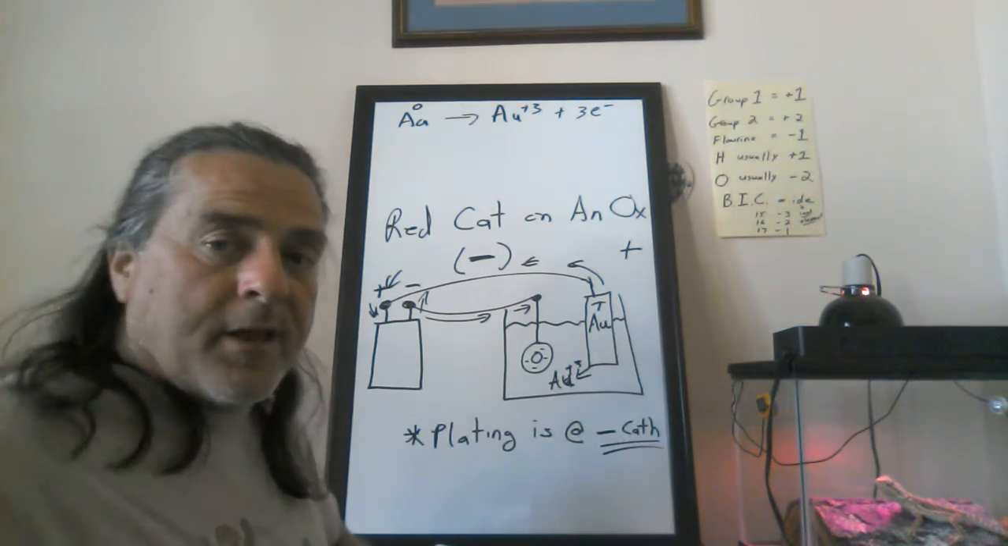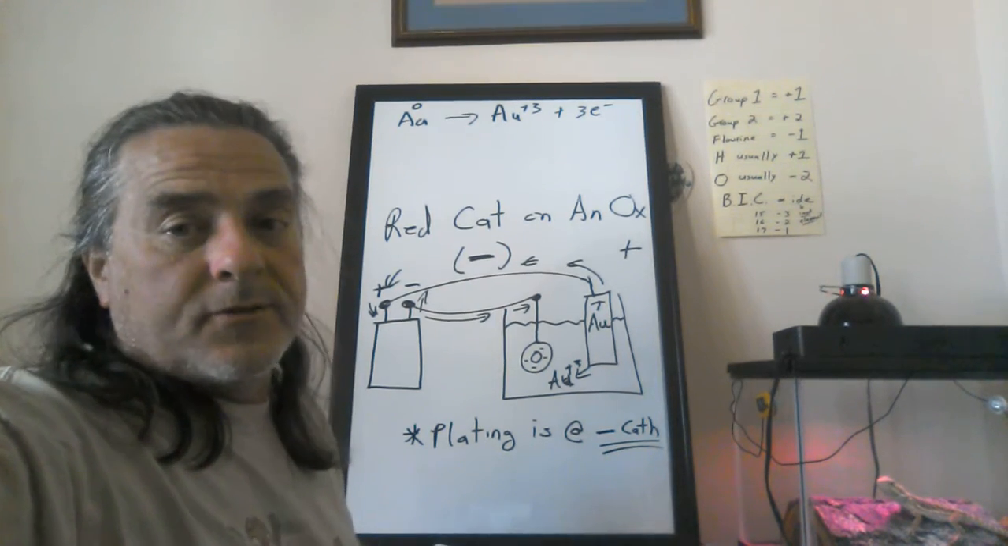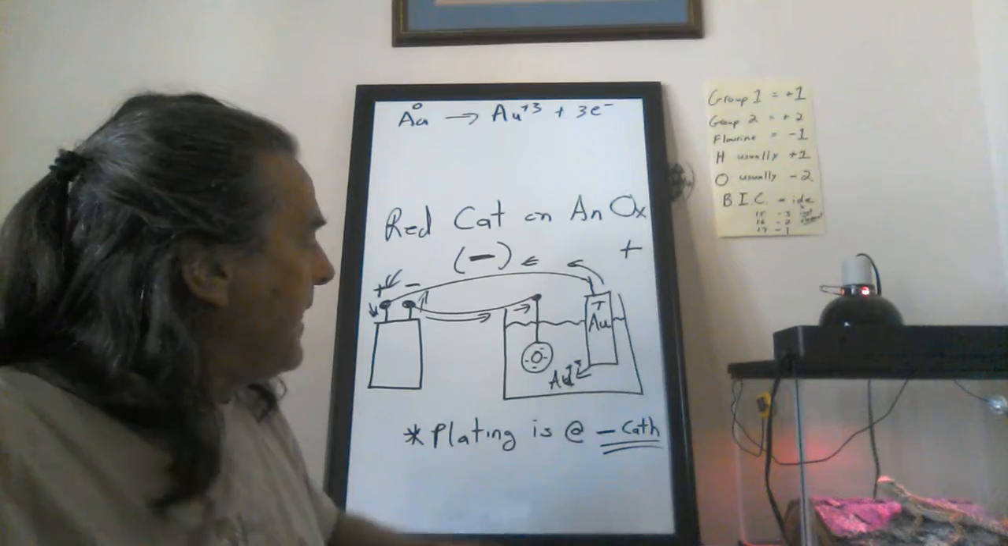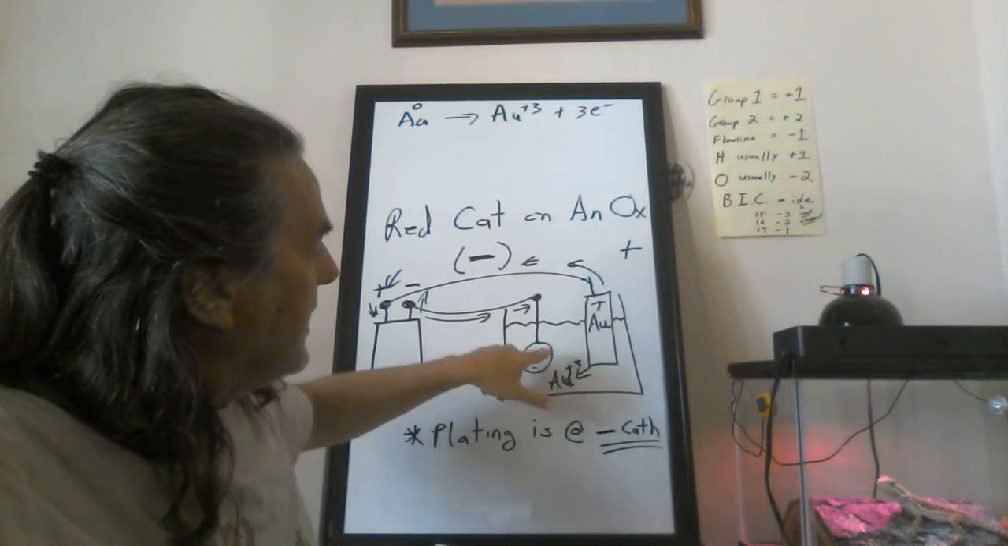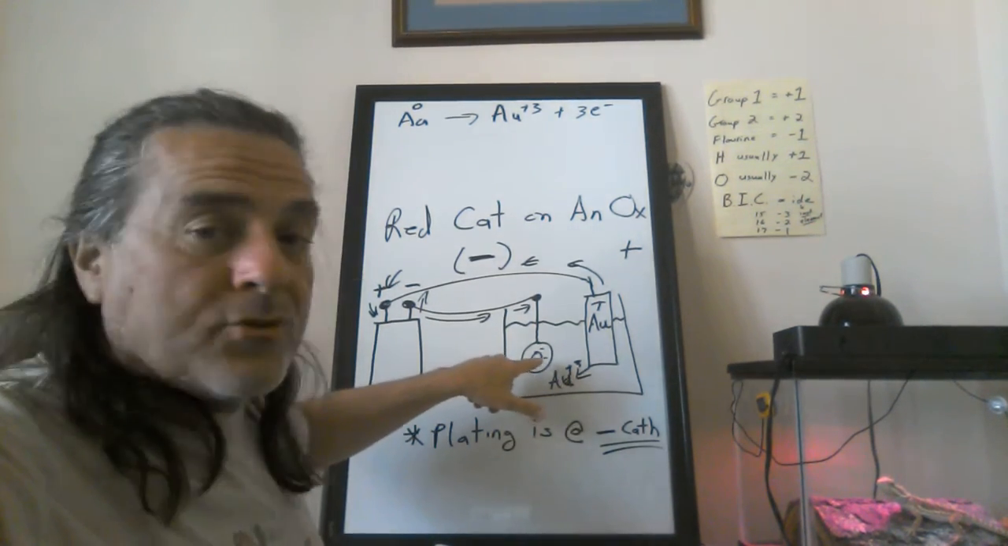This gold ion that I put into the solution is positive. Where do you think the positive is going to go? Duh. Opposites attract. Positives go to negative. This is going to go over here. There are extra electrons to here. So this is going to gain those electrons.